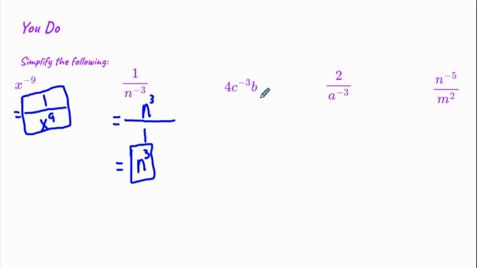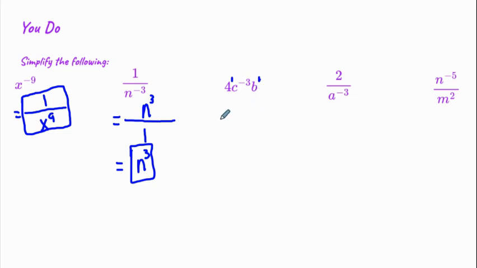Now, here we've got an example similar to the first one on the previous slide. We got 4c to the negative 3, b to the first. Remember, anytime we have an absence of an exponent, that's an exponent of 1, because anything to the power of 1 is itself.